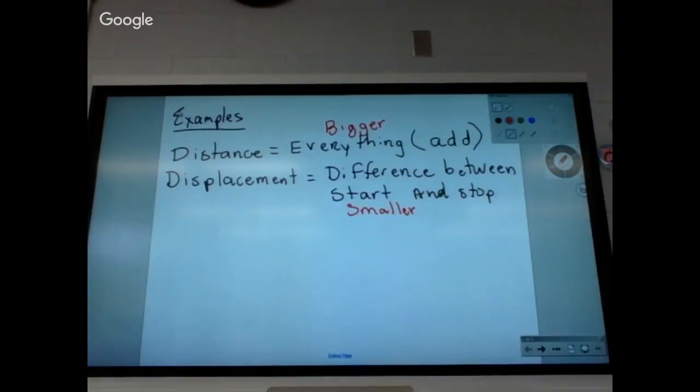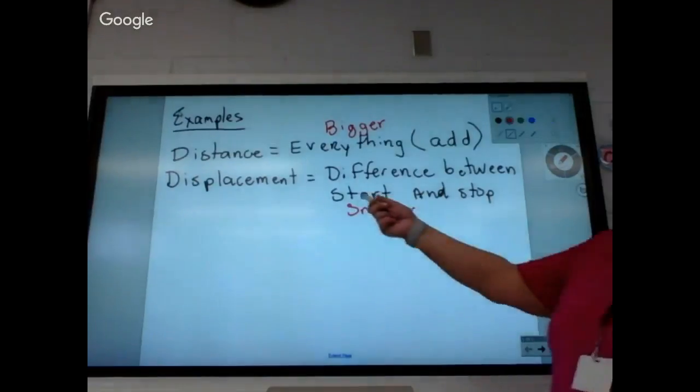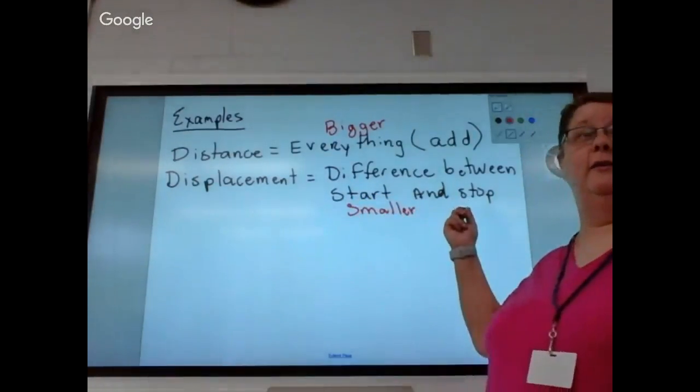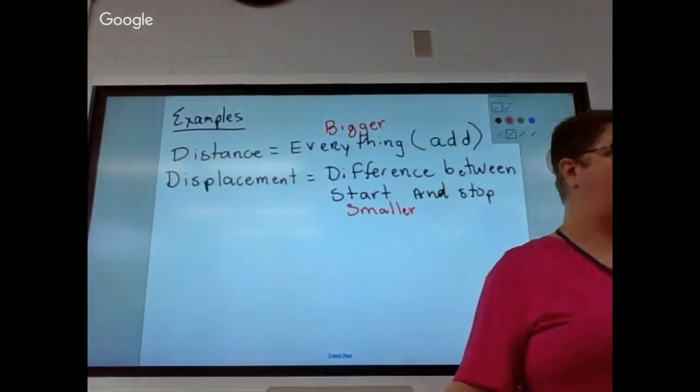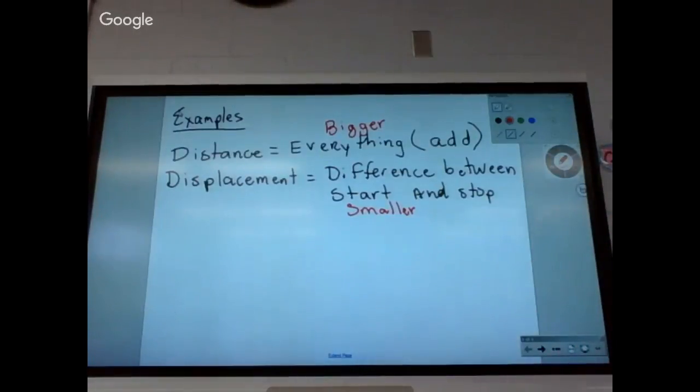22 miles. But my displacement is what? 0, because I start in Tyro and I stop in Tyro. So my displacement for the day is what? 0. All right? Now, let's say, I'm going to use this example.